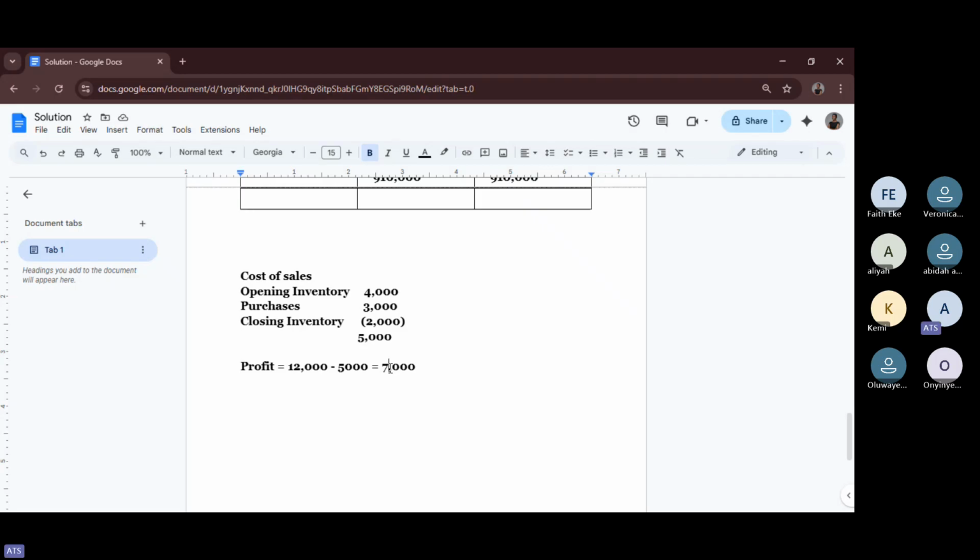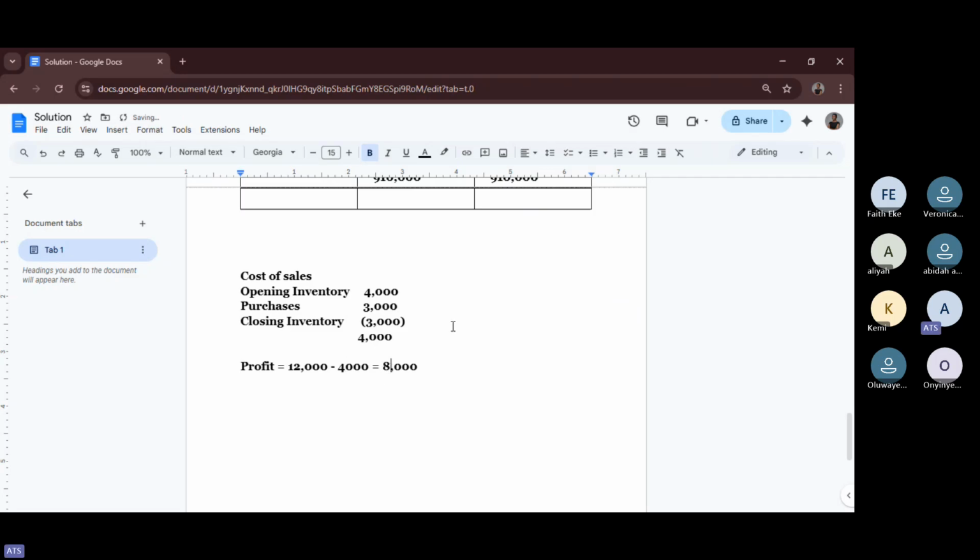Now let me go over that again. Are you with me? Yes. Say this is what we have in our financial accounting statement. Our closing inventory here was 2,000, but in the cost accounting statement, the closing inventory was actually 3,000. So you see that we reduced our closing inventory here. If you change this to 3, this is going to become 4, and our profits will increase.